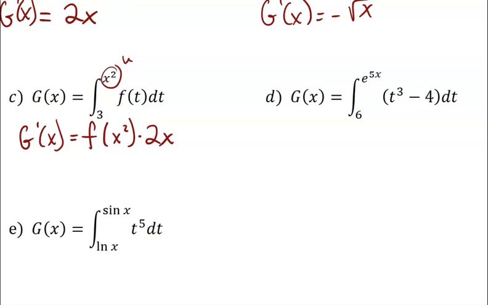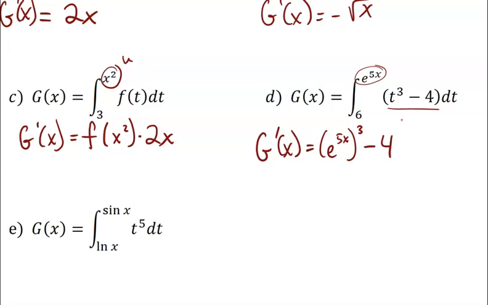For this next one, I again have a composition because I don't just have an x up here, I have e to the 5x. So when I take the derivative, I will be using the chain rule, okay? So g prime of x equals, and then I start by doing f of u. In other words, I'm plugging my u value into my inside function. So I get e to the 5x cubed. I'll write that in 2 steps. So e to the 5x, that whole thing is cubed, minus 4, okay? But then I need to take that whole thing and multiply it by my u prime. The derivative of e to the 5x is 5e to the 5x.